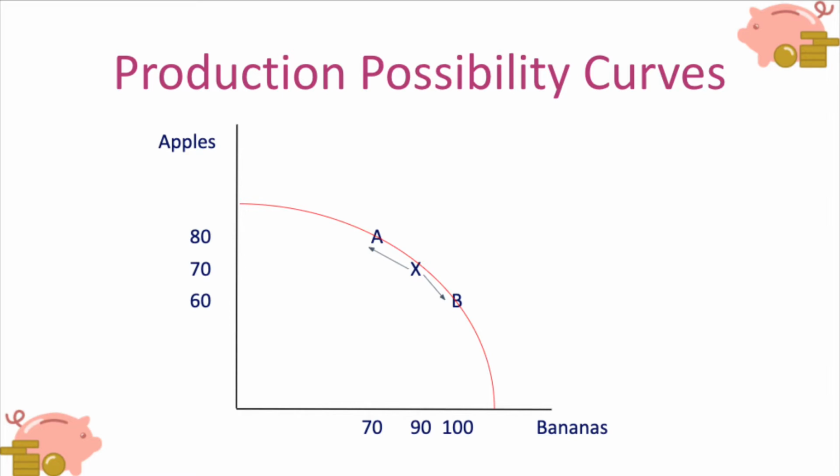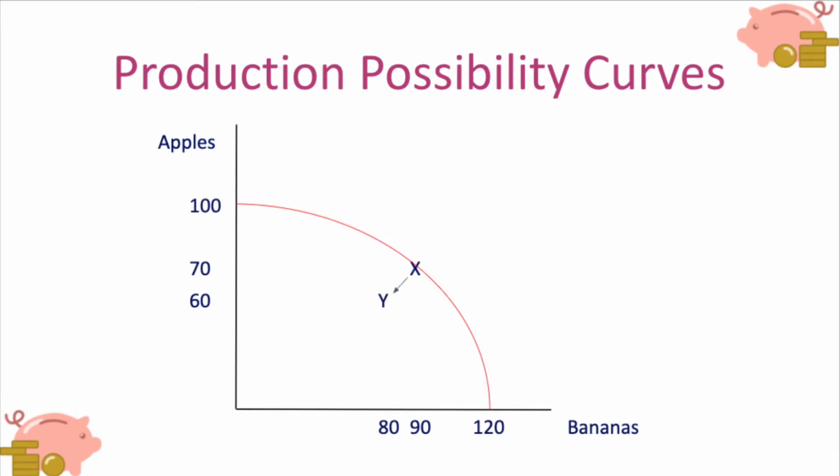It could increase its output of bananas from 90 to 100, so 10 extra units of bananas, but that would require a reduction in apple output of 10 units of apples from 70 to 60. So you'll notice that the opportunity cost does not stay the same. On a curved production possibility diagram such as this one, the opportunity cost is different at every level of output.